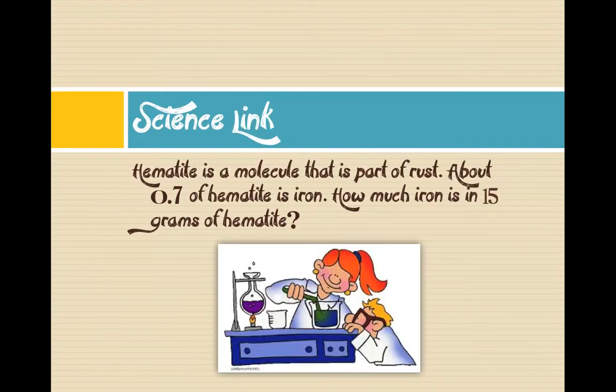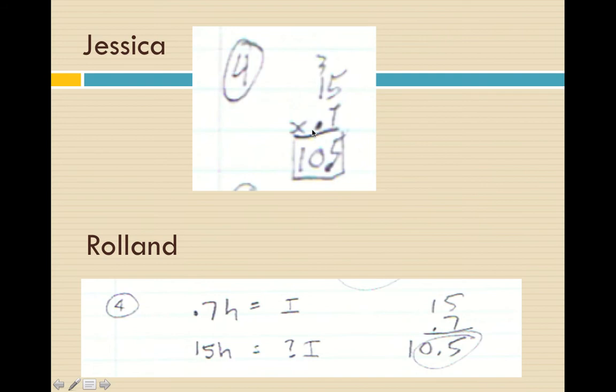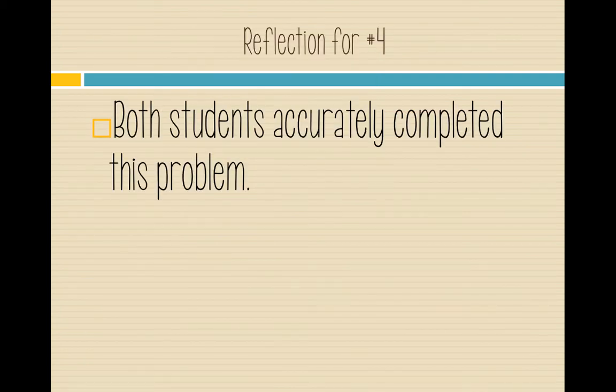So question number 4 is a little science link. The molecule hematite is a part of rust. About 0.7 of hematite is iron. How much iron is in 15 grams of hematite? I think I'm saying that correctly. So here Jessica multiplied 15 times 0.7 to get the answer of 10.5, and Roland did the same thing. Both students accurately completed the problem because they needed to find how many times 0.7 went into 15 grams.